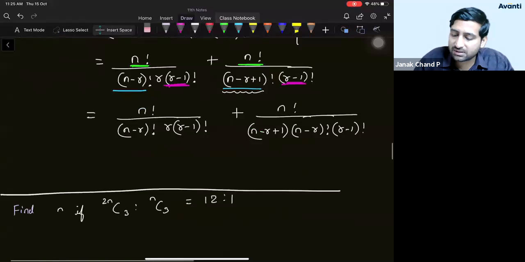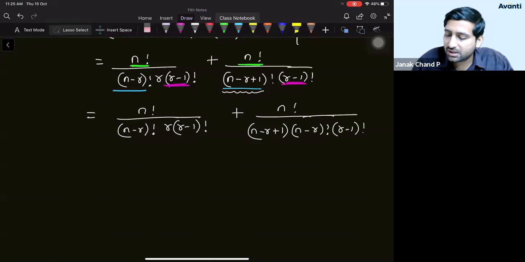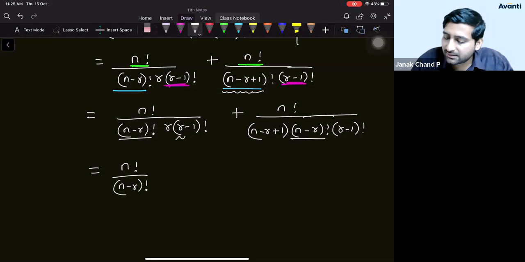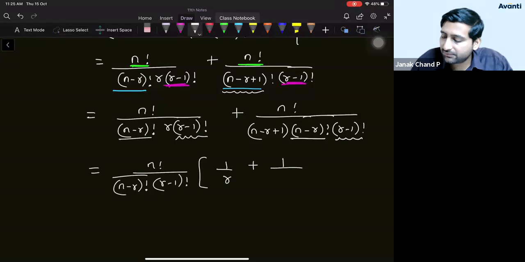So now, students, there are many things common. Take that outside and do the simplification, right? In the numerator, I can take n factorial outside. In the denominator, I can take n minus r factorial, and not only that, I can take r minus 1 factorial outside as well. Now the only remaining terms are, on the left side, 1 by r, and on the second term, 1 by n minus r plus 1. So these are the only two terms left, because even n factorial is taken outside.